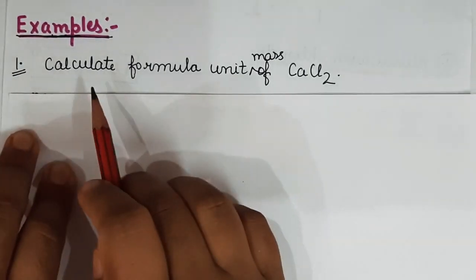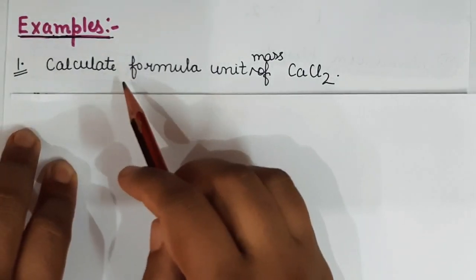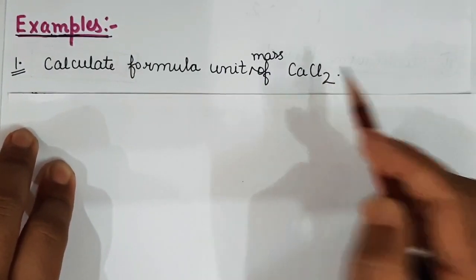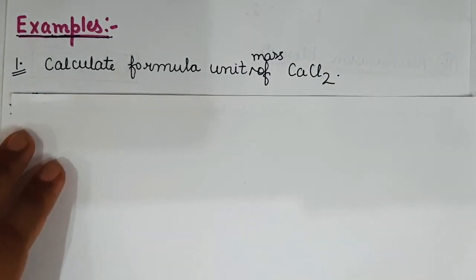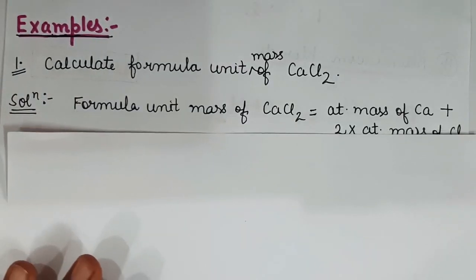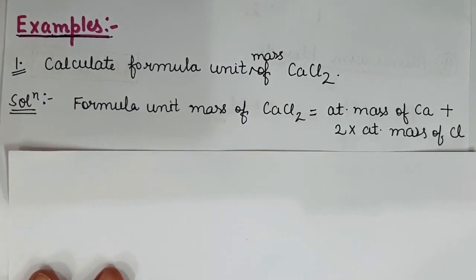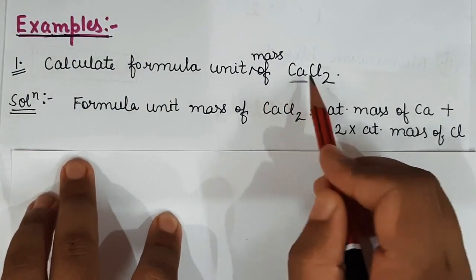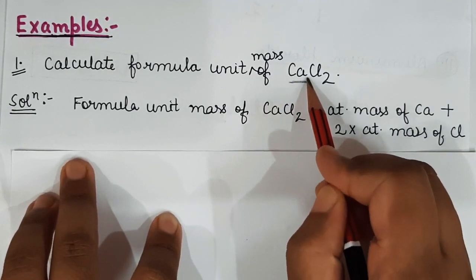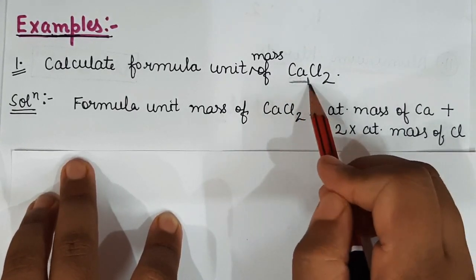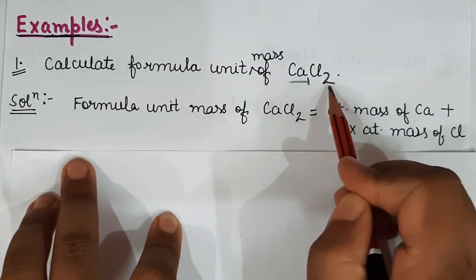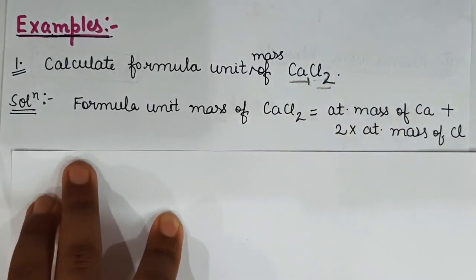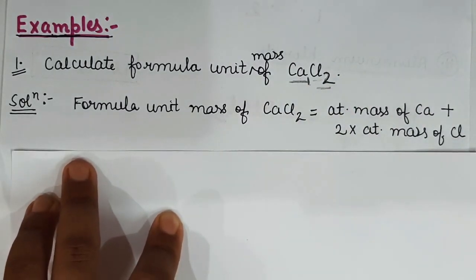First example is calculate formula unit mass of CaCl2. The method is similar. What is the formula unit mass of CaCl2? It will be atomic mass of calcium. There is only one atom. So 1 into atomic mass of calcium plus how many atoms of chlorine? 2. So 2 into atomic mass of chlorine. Simple. The same method that we adopted earlier in molecular mass.